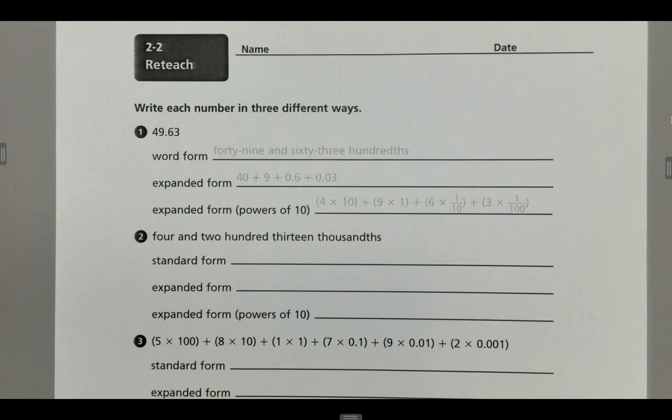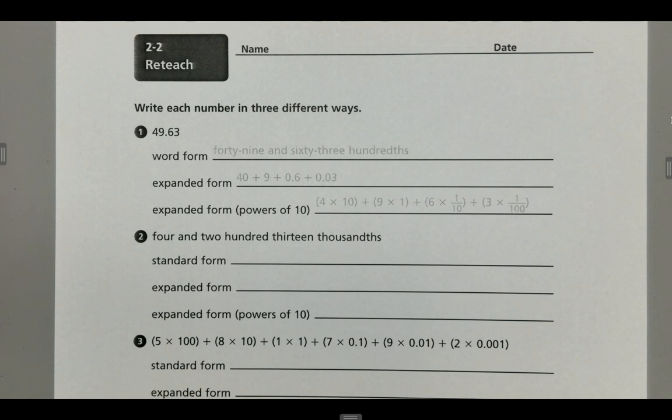Lesson 2-2. In this lesson, we're going to practice reading and writing decimals in different forms. The most common or typical way we're used to seeing decimals in real life is in standard form. For example, if you're driving past a gas station and wanting to check the price of a gallon of gas, you'll see that expressed in standard form.